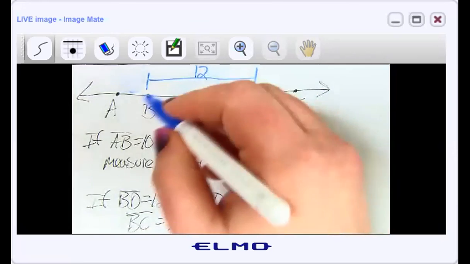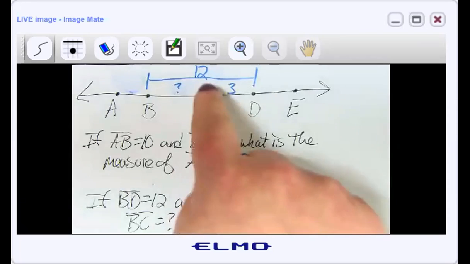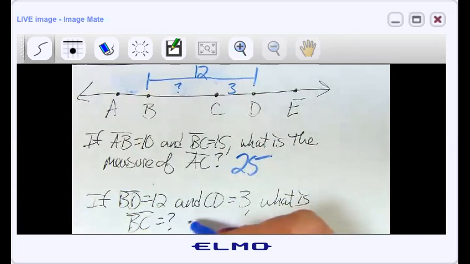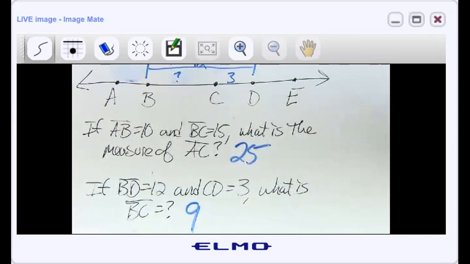And what am I looking for? BC. So in this case, I'm going to have to subtract. I'm going to have to do 12 minus 3. So sometimes I add and sometimes I subtract. I know kids want to know, well, am I adding or am I subtracting? Well, it's going to depend on the situation. So you've got to look at what you're given, what information you have, and figure out if you need to add or subtract. So in this case, I'm subtracting because I know the whole thing is 12. This piece is 3. So I want what's left over, 9 in this case. Okay, does that make sense?